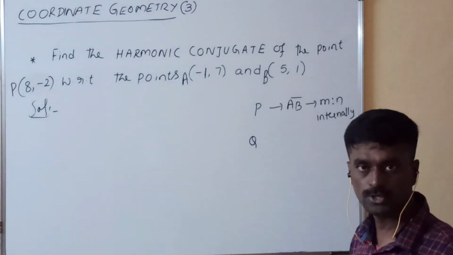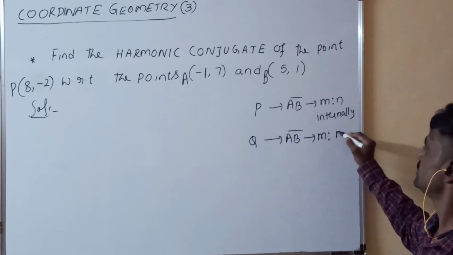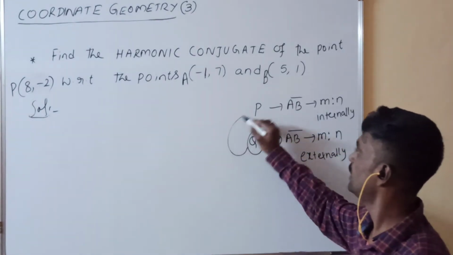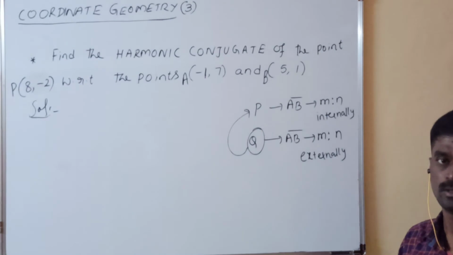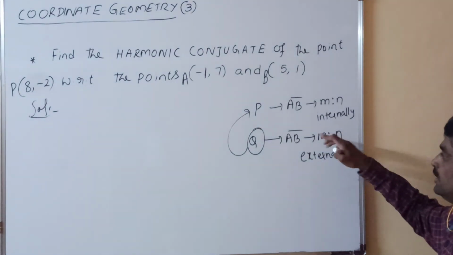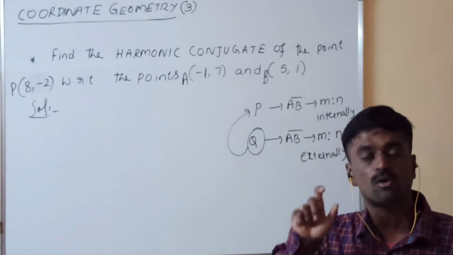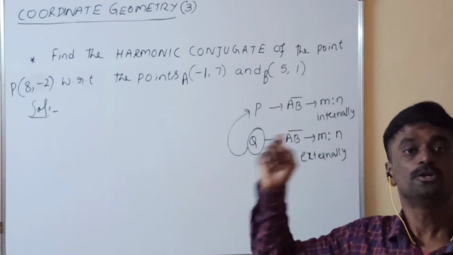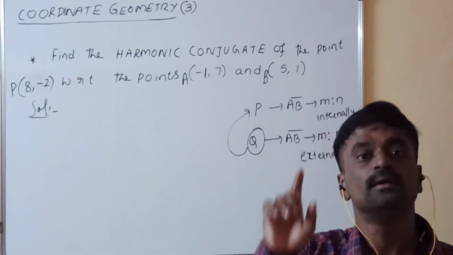Then the point Q, which divides the segment AB in the same ratio m:n but externally, is called the harmonic conjugate of P with respect to the points A and B. Suppose P divides AB in the ratio m:n externally, then Q has to divide in the same ratio internally. But if P divides internally, Q must divide externally. If P divides externally, Q has to divide internally.